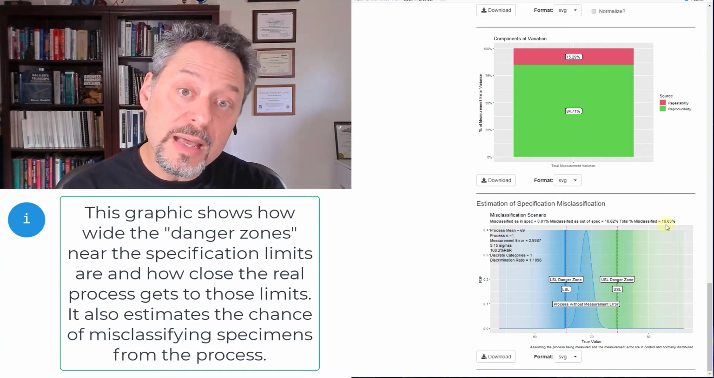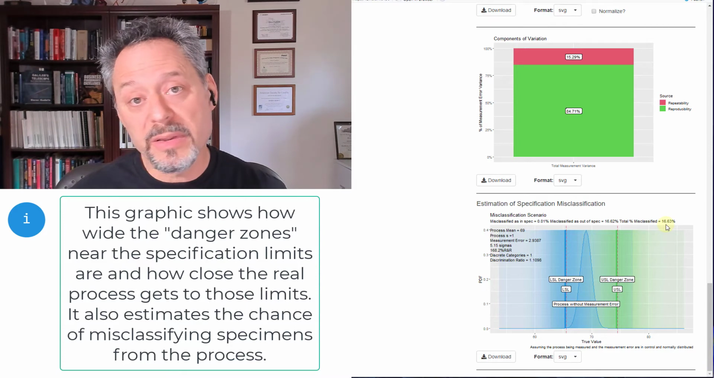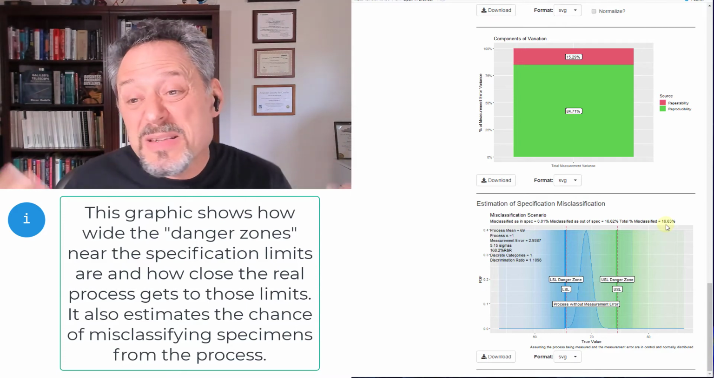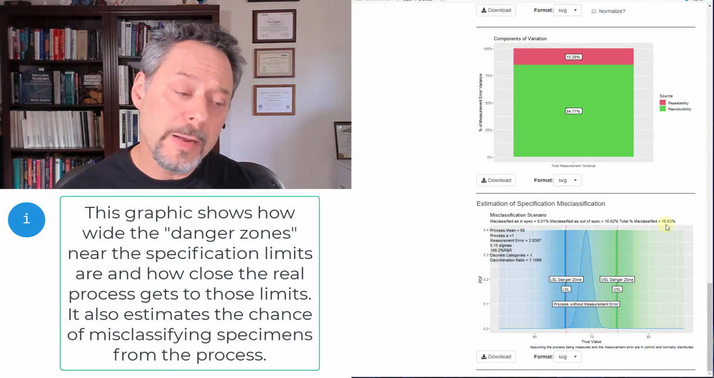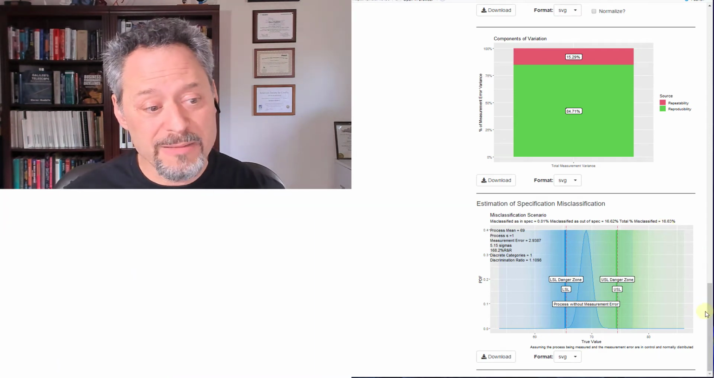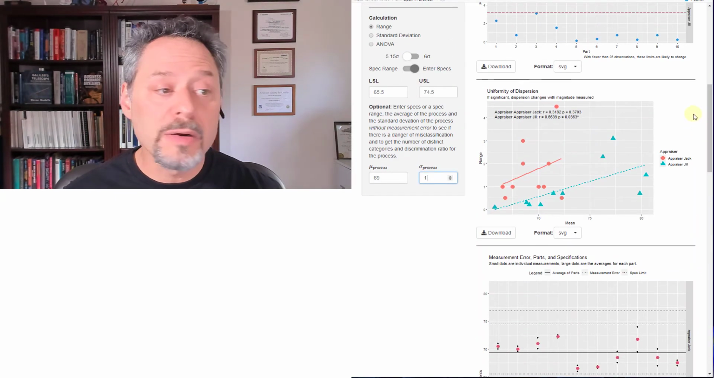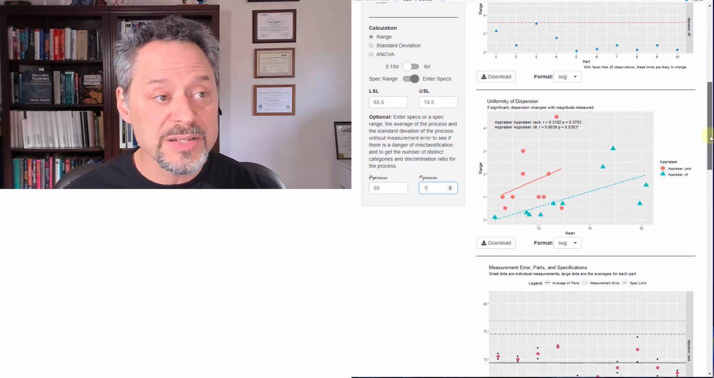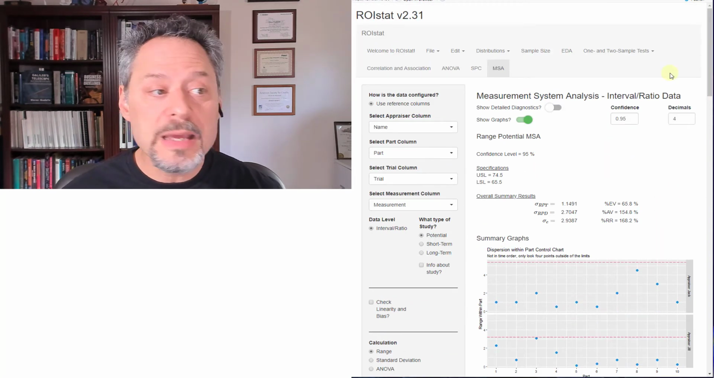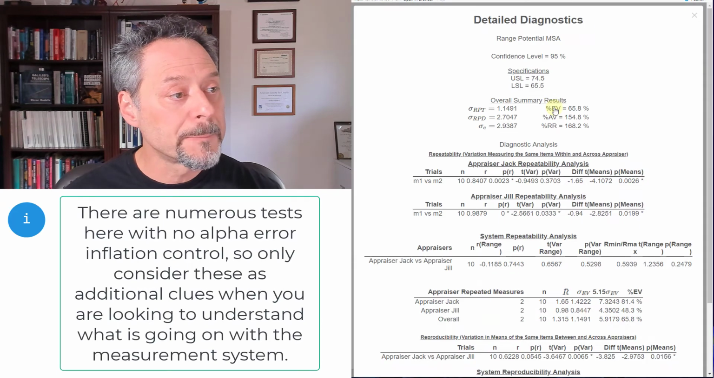So this is the consequence of having a highly variable gauge. In this case, it's got more variability than the width of my spec itself. In this case, about 16, 17% of the time, I throw away perfectly good stuff. All right. So we don't like that, right? So we want to figure out what's going on. Well, we've had one clue already, which was this chart right here, which showed that Jill's numbers are quite a bit different than Jack's numbers. So when you're doing this type of investigation, there are additional diagnostics that you can take a look at by clicking here. Okay.